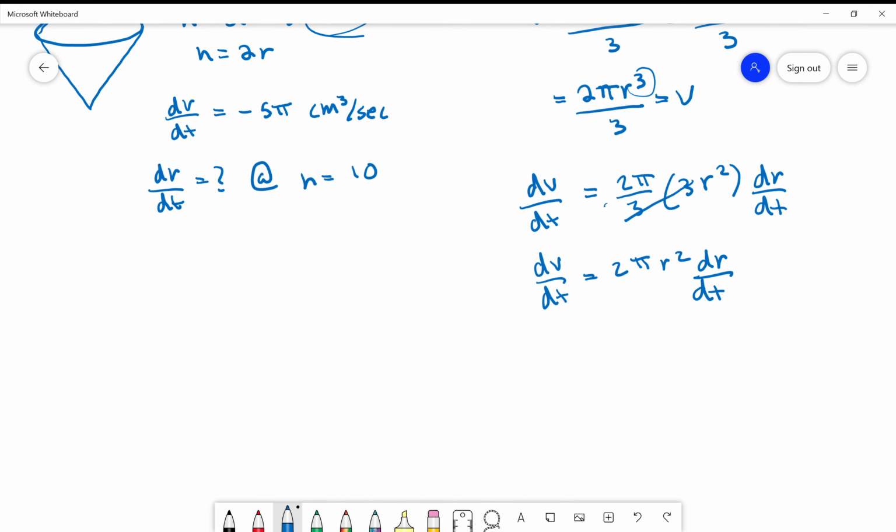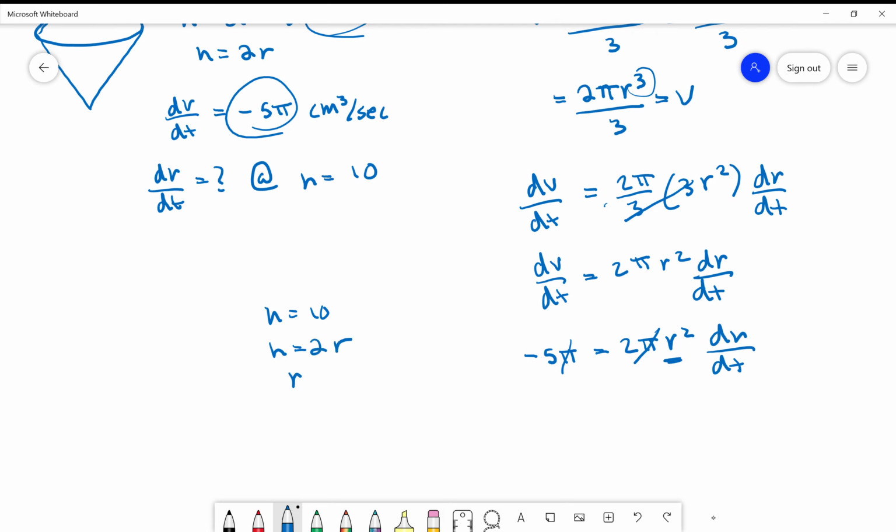At this point, we just plug everything in. We know that dV over dt equals negative 5 pi, so that equals 2 pi r squared dr over dt. The pi's cancel, but we still need r. We know that the height is 10, and we also know that the height equals 2 times the radius. So 2r equals 10, so r equals 5. We just plug that in too. So negative 5 equals 2 times 25, which is 5 squared, times dr over dt.